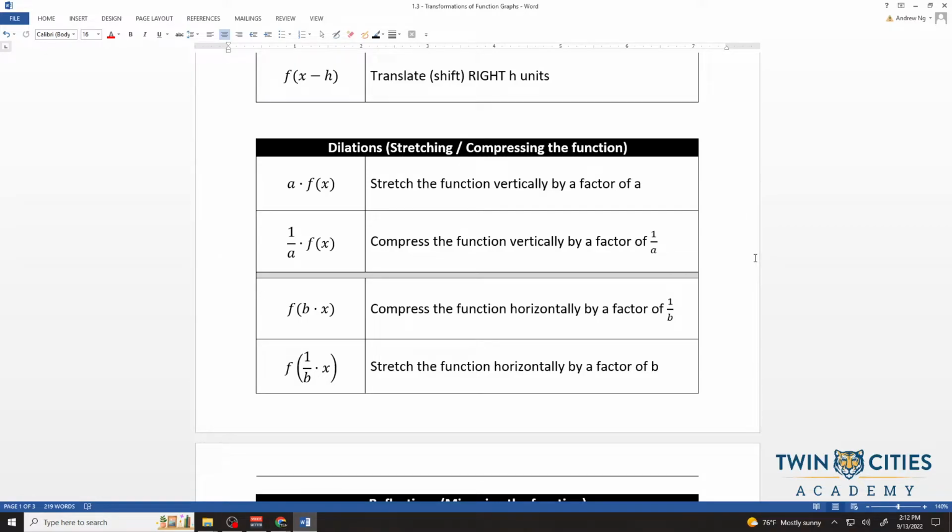And then if I do 1 over b here, this actually stretches it. So if I multiply x by 1 over 5, f of 1/5 x, then this actually stretches things horizontally by a factor of 5. So again, the vertical piece makes sense to us, but horizontally, it's almost as if it's the opposite of what I would expect.